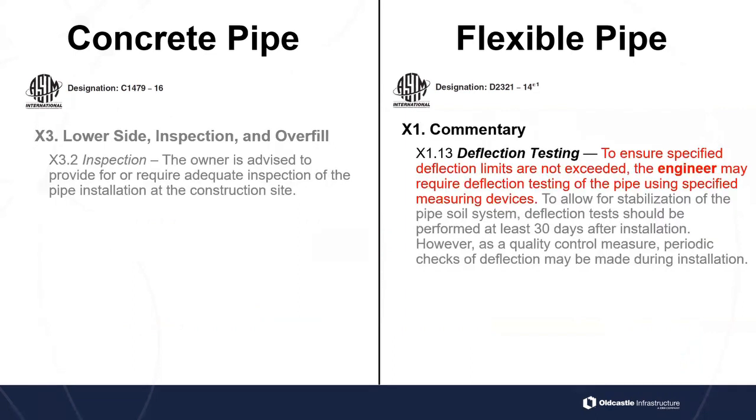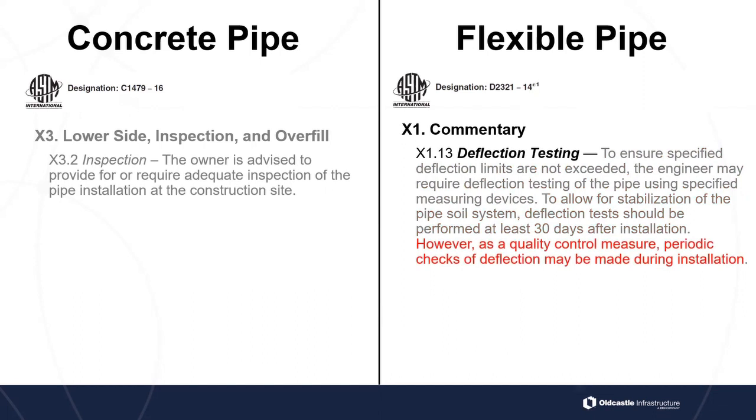With flexible pipe, they recommend deflection testing. To ensure specified deflection limits are not exceeded, the engineer may require deflection testing of the pipe using specified measuring devices. To allow for stabilization of the pipe soil system, the deflection tests should be performed at least 30 days after installation. However, as a quality control measure, periodic checks of deflection may be made during installation.